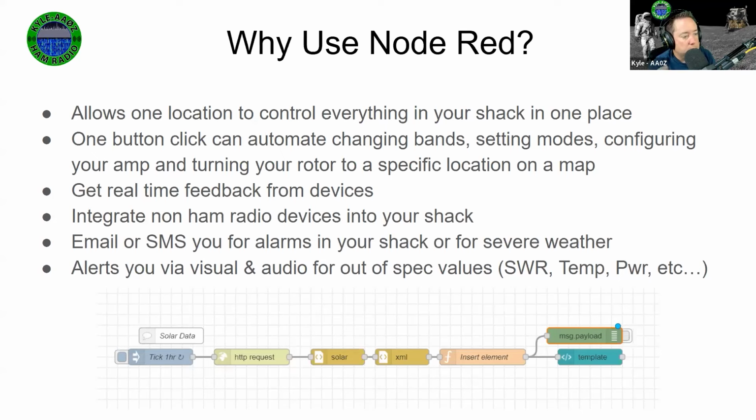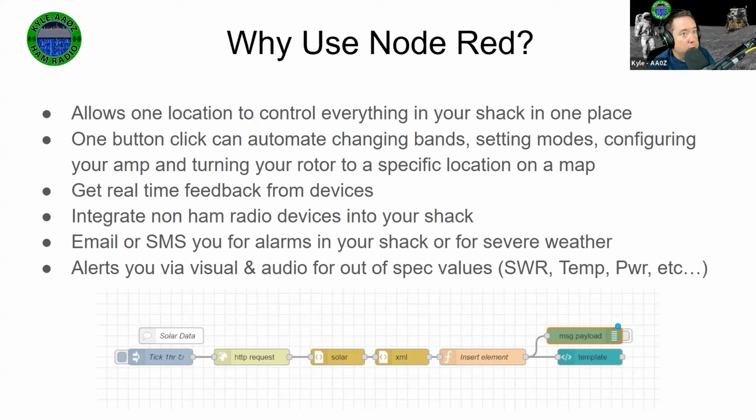Again, I touched on real-time feedback from devices. Again, you can see the status of all of your things in your Shack at your fingertips. You can integrate non-ham radio devices into your Shack. I saw somebody who put an on-air sign above their Shack, and it told the family members whenever they were on the air or whenever they were not on the air. So there are different things that you can integrate.